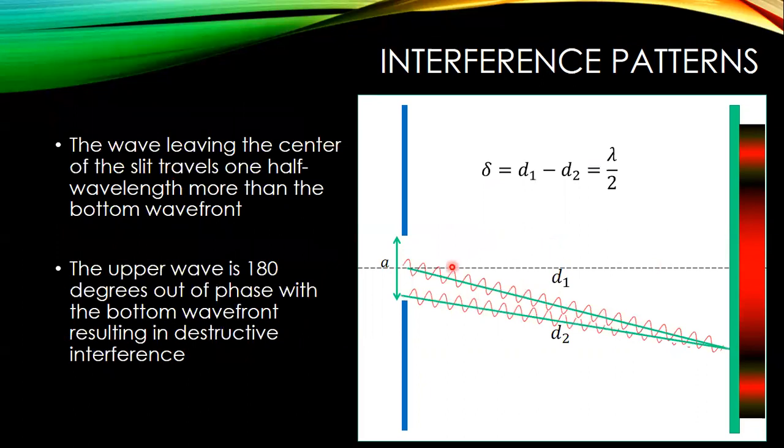If I go off at an angle, I can see that this distance, D1, even if a is much smaller than D, is going to be greater than D2. And the path difference between these two, if it's 1/2 wavelength, it'll put them 180 degrees out of phase, and we will get a dark destructive interference fringe right there.